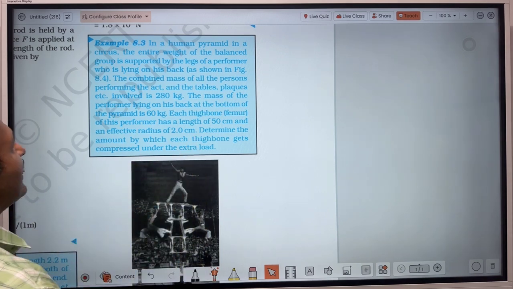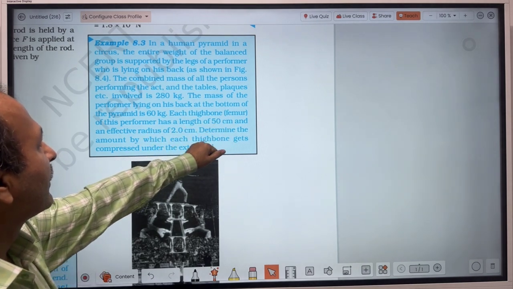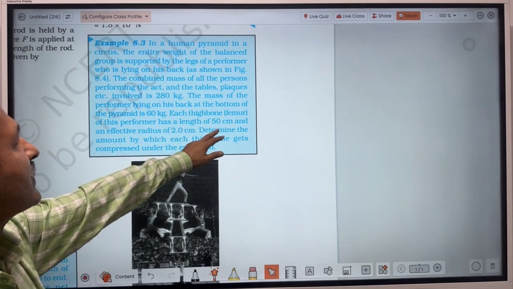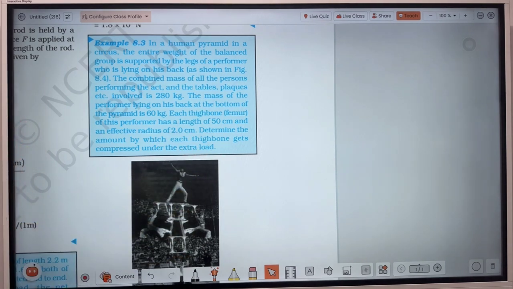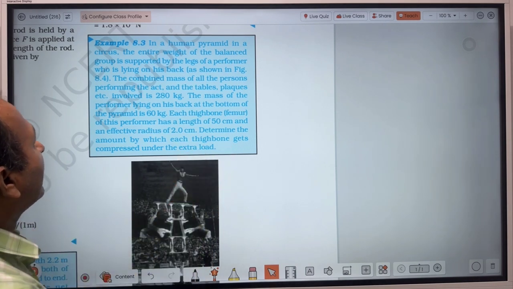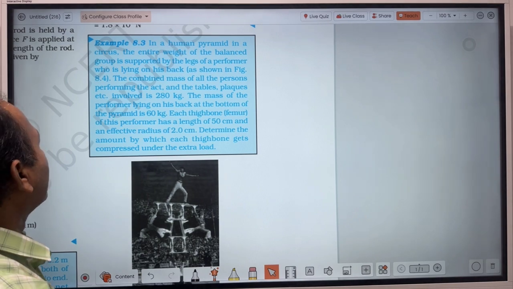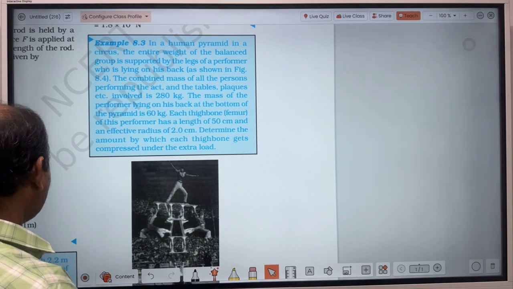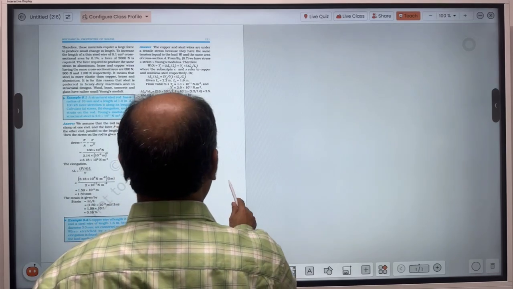Here, compression is to be found in the thigh bone (femur), whose length is given as 50 centimeter and radius is given as 2 centimeter. So in order to get the required value, we will need the Young modulus of the thigh bone that we will take from the table. So let's see how to solve.